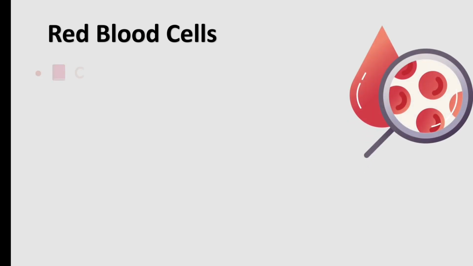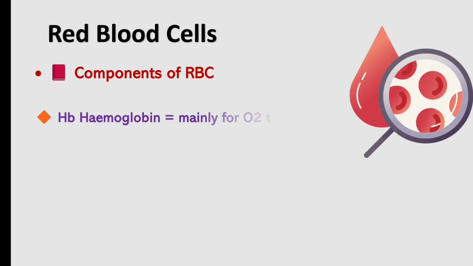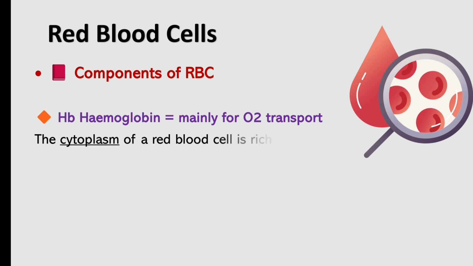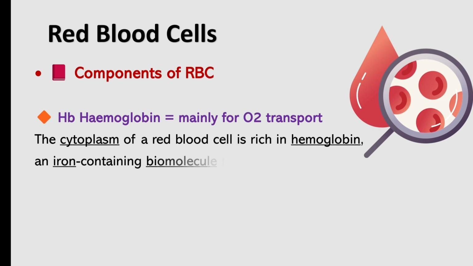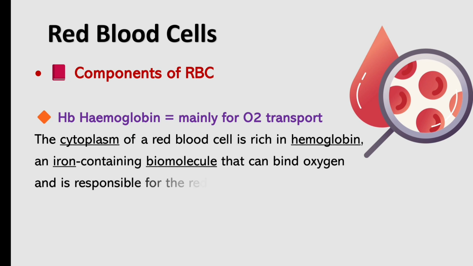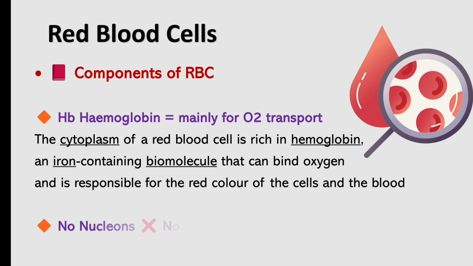What are the components of the red blood cells? The main component of the red blood cells is hemoglobin. The cytoplasm of a red blood cell is rich in hemoglobin, an iron-containing biomolecule that can bind oxygen and is responsible for the red color of the cells and the blood. The RBCs don't contain a nucleus or mitochondria.